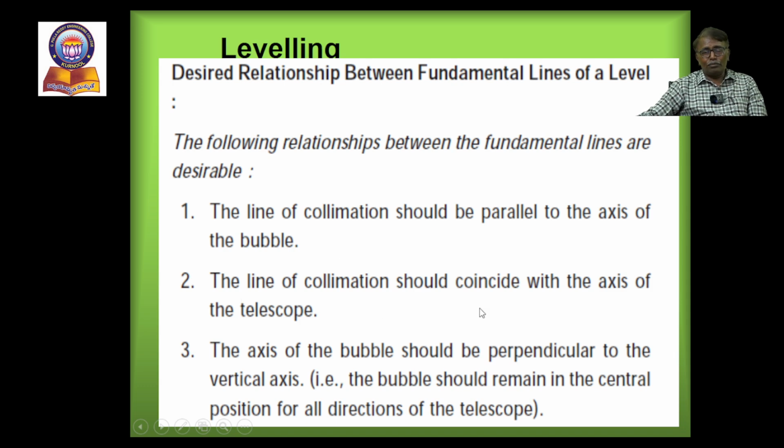The line of collimation should coincide with the axis of the telescope. The axis of bubble should be perpendicular to the vertical axis. The bubble should remain in the central position for all directions of the telescope.